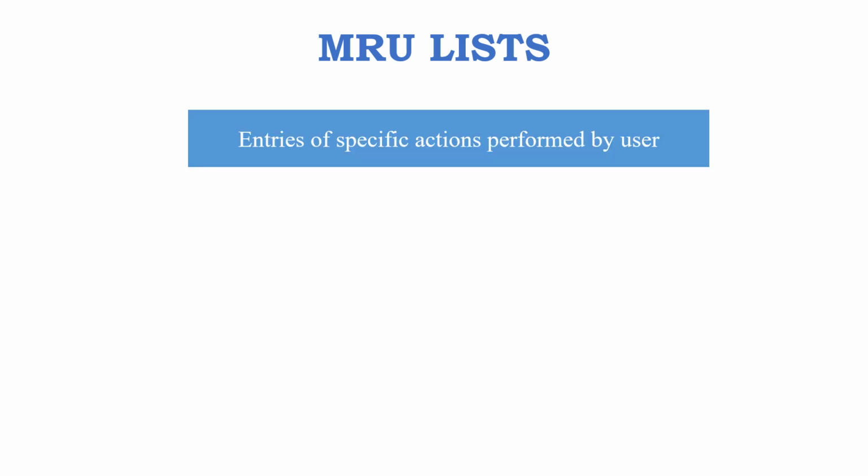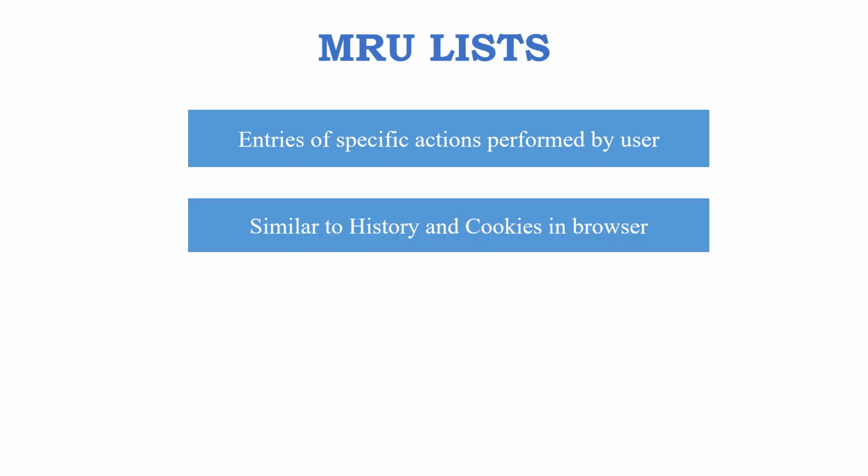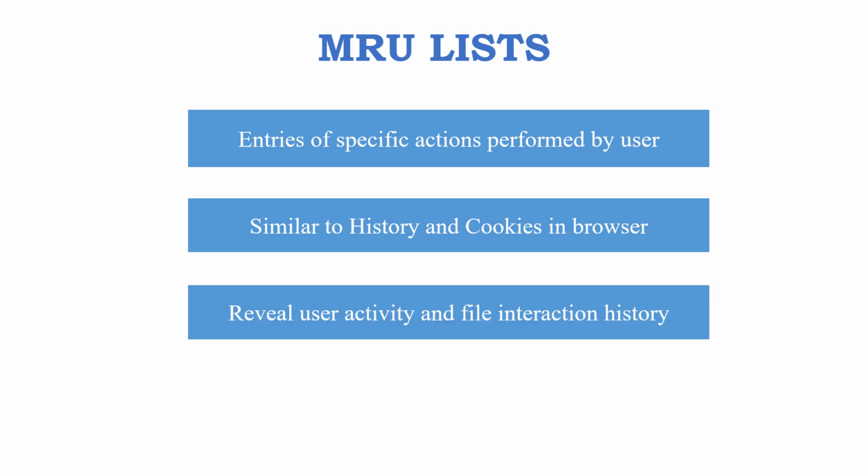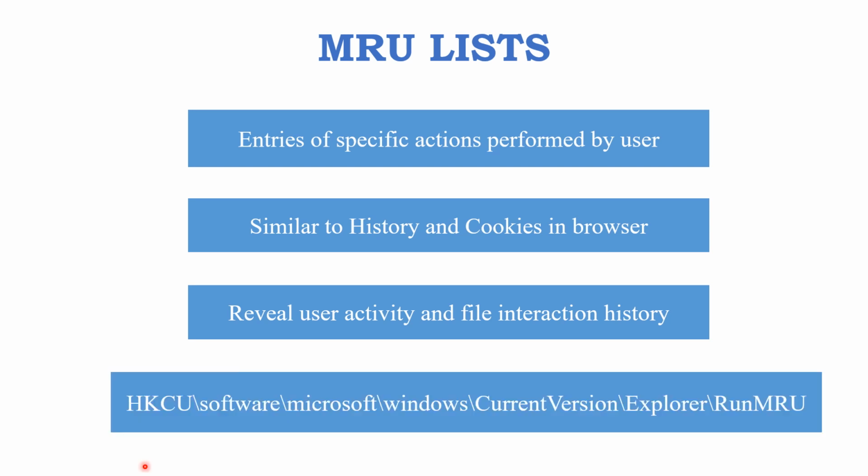In that, first is MRU list, that is most recently used list. It contains the entries that are made due to the specific actions performed by the users. It acts in a similar way like how the history and cookies act in a web browser, and it reveals the user activity and file interaction history. Means the examiners can gain a better understanding of how the user they're investigating was interacting with the system and the application being used. So this is the location where the MRU list can be identified.